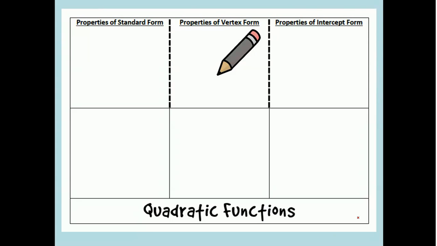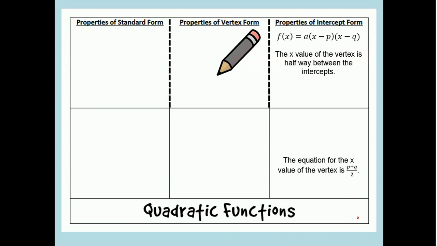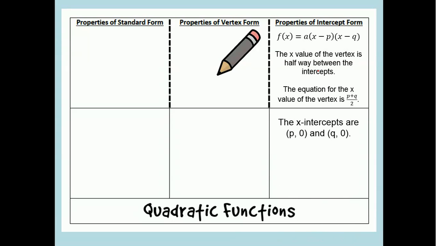Alright, now let's write the properties of intercept form. So intercept form looks something like this: a, x minus p, x minus q. Why is it called intercept form, you're probably asking? Well, the x value of the vertex is halfway between the intercepts. And the intercepts are these p and q. Those are your x-intercepts of these graphs. So your equation for your x value of the vertex is p plus q divided by 2. Or basically, can you see the halfway point? Where is the turnaround point that would be in the middle? So those two x-intercepts are going to allow you to graph the equation only if you find the vertex. So you're only going to need 3 points for intercept form.